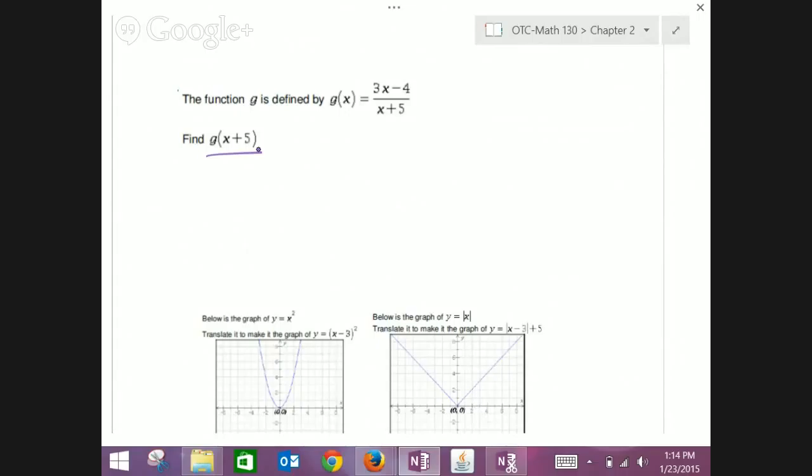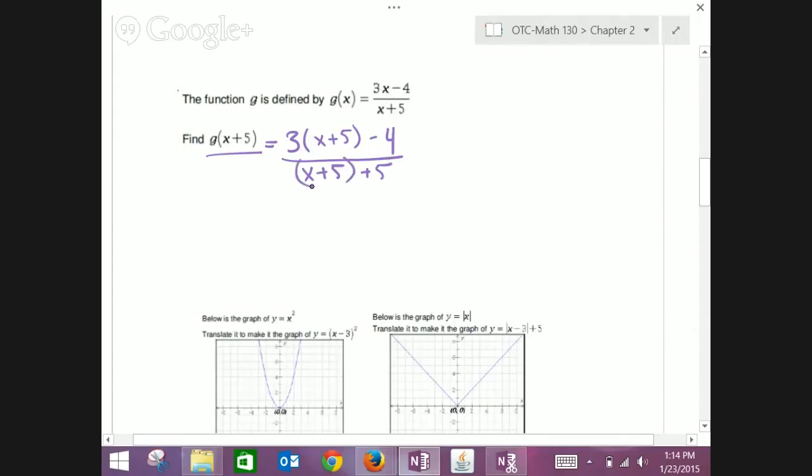So what this means is everywhere I have a variable, I plug in this x plus 5. If I need to distribute or square it, I need to make sure I'm very careful the way I write that. So let's look at g of x plus 5. I have 3 times the quantity x plus 5, minus 4, divided by x plus 5, then plus 5. I put a little space there because if I put it in parentheses, you can see how the x is the variable and x plus 5 is what I'm plugging into that x.